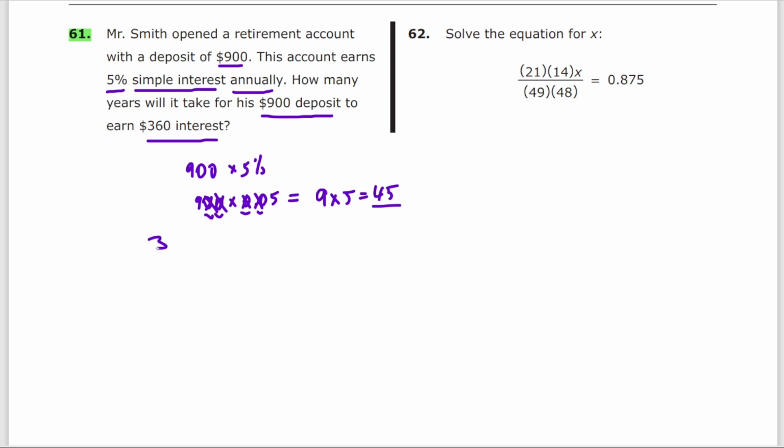Now we need to earn $360 of interest, and all we have to do is just divide this by the 45. If you can cancel this successfully, you are done. Try dividing by 9. If you divide this by 9, you get 40 divided by 9, you get 5. And then 40 over 5 is 8 years is the answer.